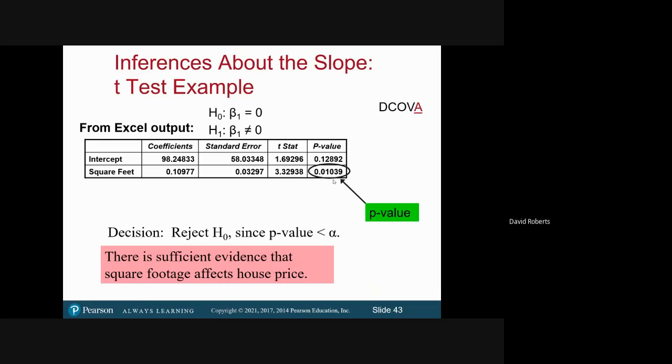Like the example that I mentioned about weather, if you include weather or the temperature, then you know it's a waste. It actually clutters or makes your model worse than if you just include square footage, number of bathrooms, number of bedrooms, things along this line. So there is sufficient evidence that the square footage affects the price of the house, because the p-value is less than the level of significance. The level of significance is 5%. So the p-value is less than the level of significance, which is actually what we want.